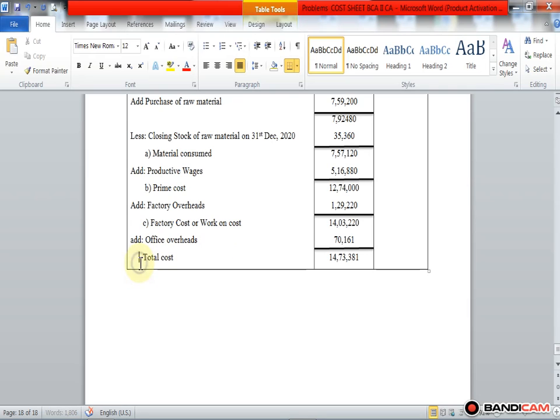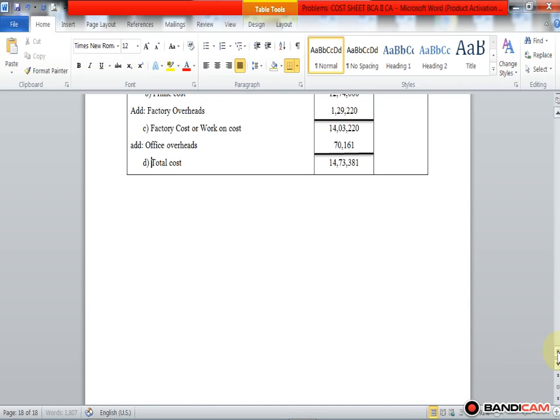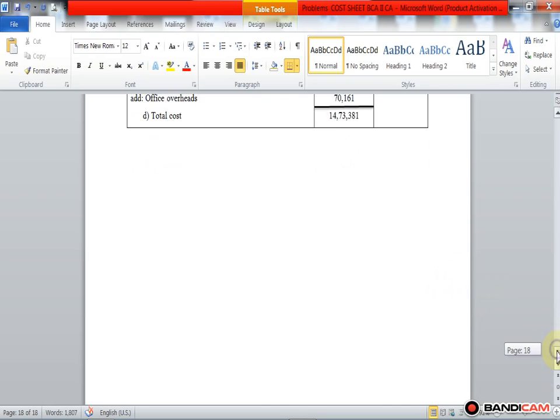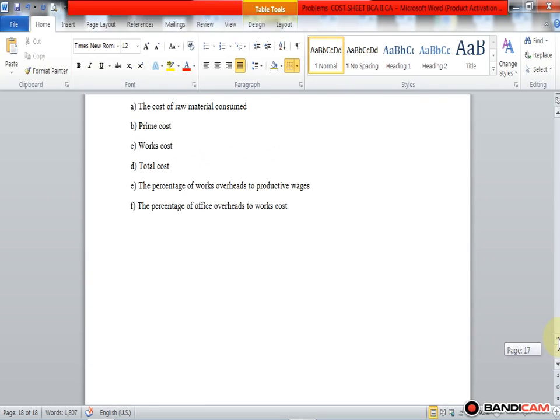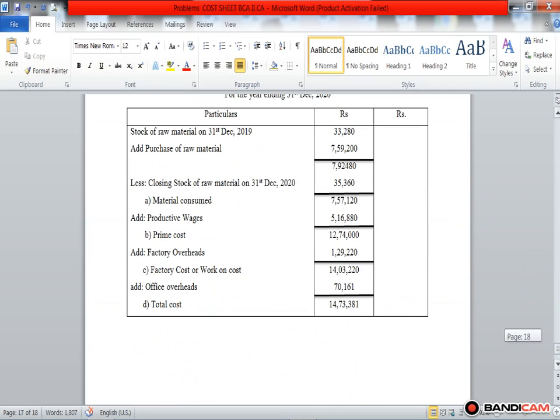Okay, here we find out the total cost, that is A, B, C, D. Point D is found by preparing the cost sheet. Now our first four points are covered. We prepared these first four points in the cost sheet. Now we will solve the ratios. Here the formula for E, the E point.